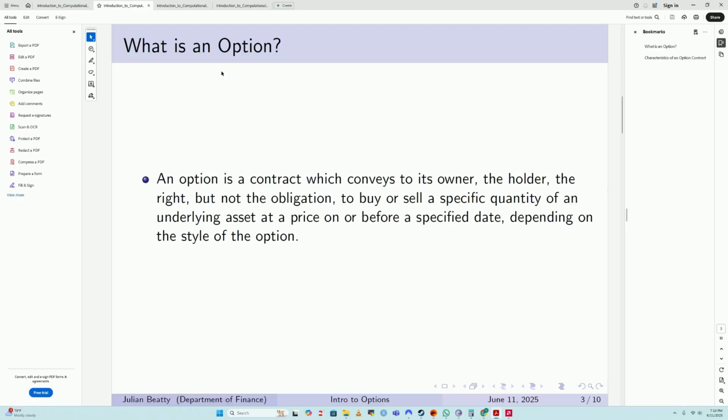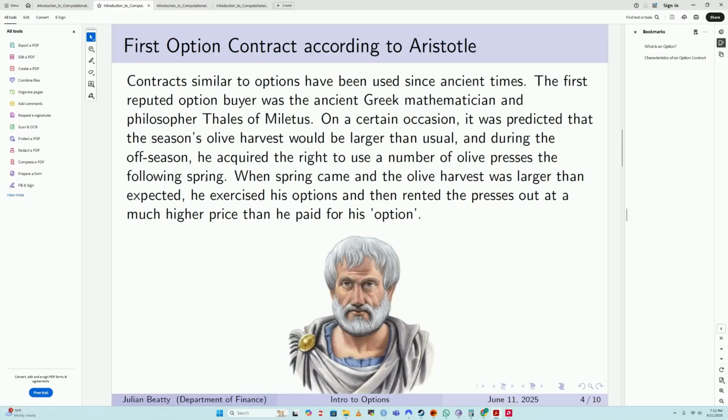So let's start off with a simple definition. What is an option? An option is a contract which conveys to its owner, the holder, the right but not the obligation to buy or sell a specific quantity of an underlying asset at a price on or before a specified date, depending on the style of option. Now, this might seem like a rather specific definition. Why would someone use this? But it turns out that people have been using options for quite a while, so let's go back to our history.